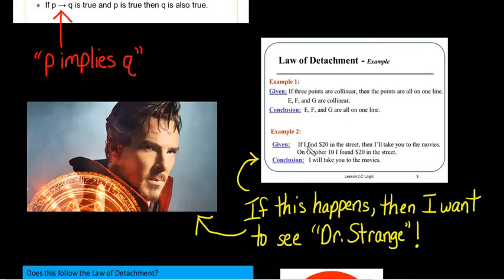Here's another example. If I find $20 in the street, then I'll take you to the movies. On October 10th, I found $20 in the street. So the conclusion would be that I would take you to the movies.